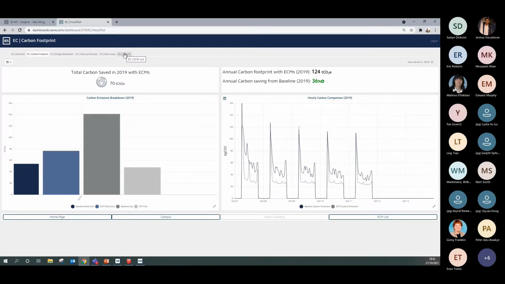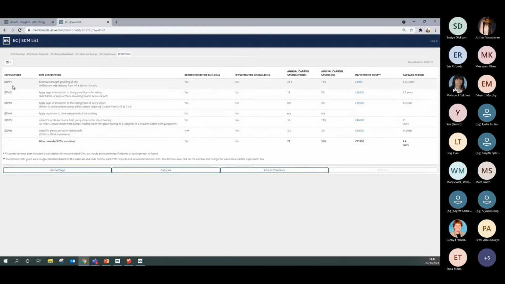What you can see here is a calibrated digital twin of that building, and we've tested a list of different scenarios. These ECMs, energy conservation measures, range from draft proofing, so reducing the air infiltration rate, to applying insulation, moving away from gas to air source heat pumps, and adding PV.